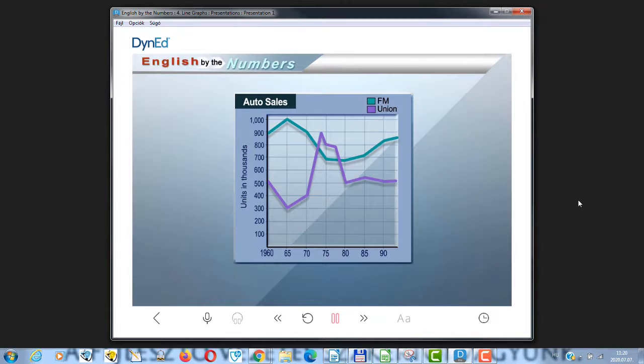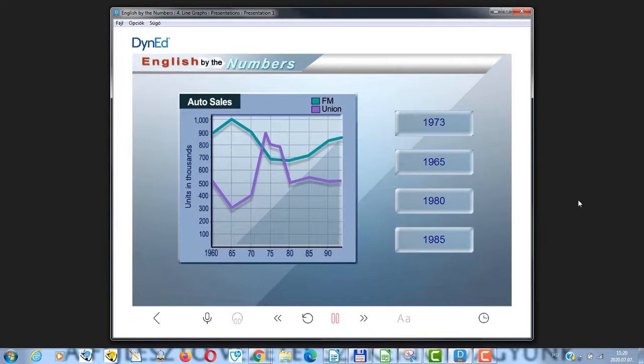In 1973, sales at Union Motors surpassed sales at Federal Motors for the first time. Sales at Federal were higher than Union except for the 5-year period from '73 through '78. When did sales at Union first surpass sales at Federal? That's right. In 1973, sales at Union Motors surpassed sales at Federal Motors for the first time.